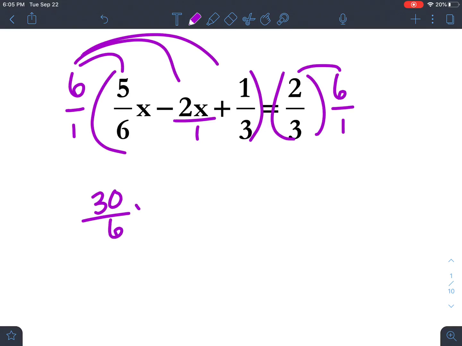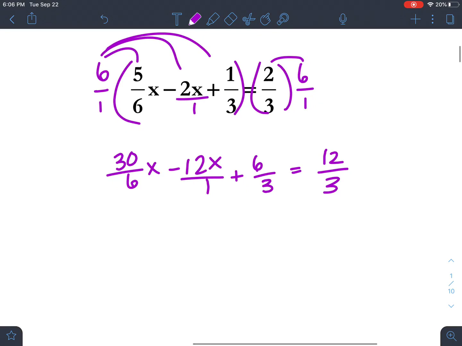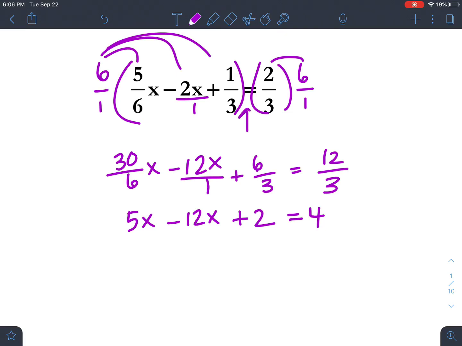So 30 divided by 6x minus 12x over 1 plus 6 over 3 is equal to 12 over 3. Now the goal was, and you could have originally written this, we get 5x minus 12x plus 2 equals 4. That original goal was we got no fractions left and we got rid of those denominators. We can get rid of the denominators because we have an equal sign, so we can multiply each side by 6. Okay, and let's see what we end up with here.